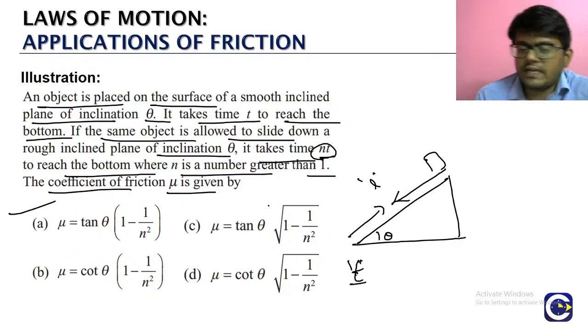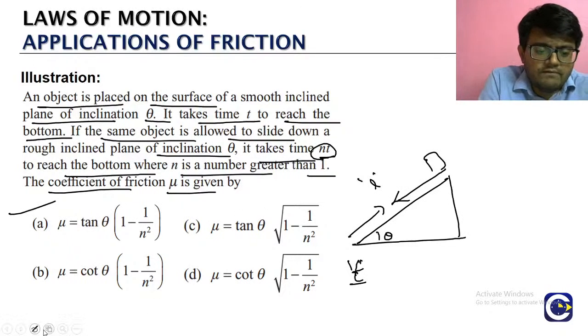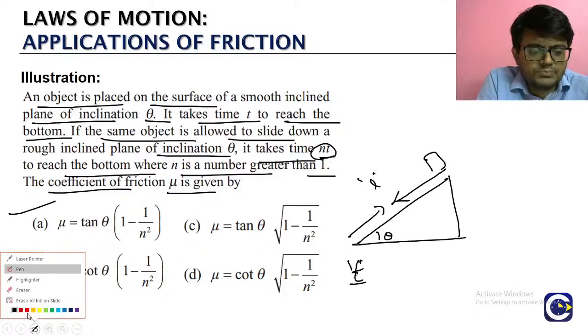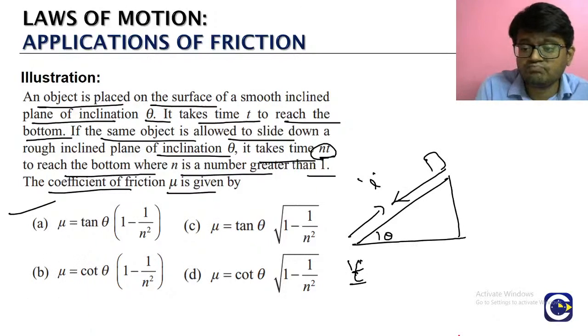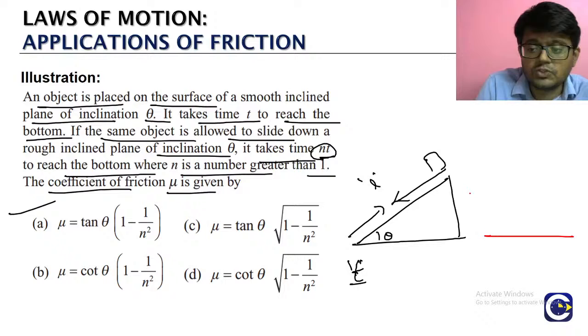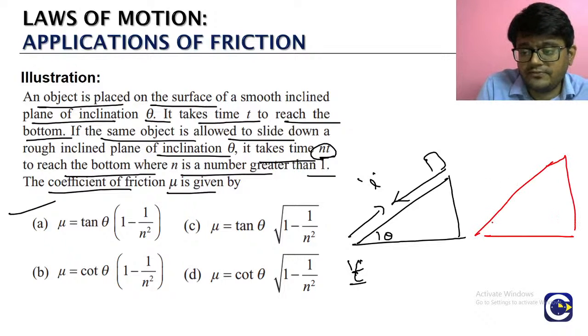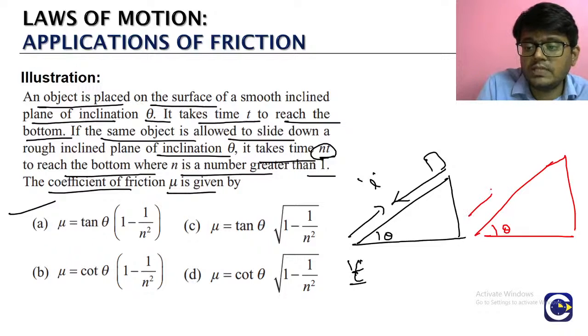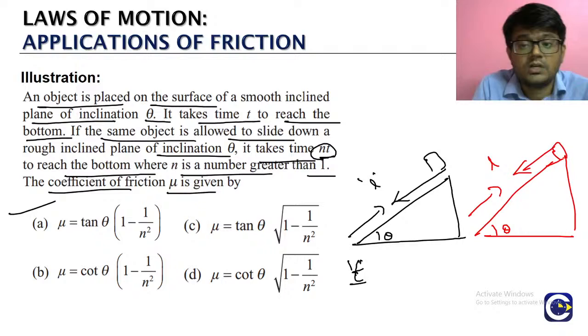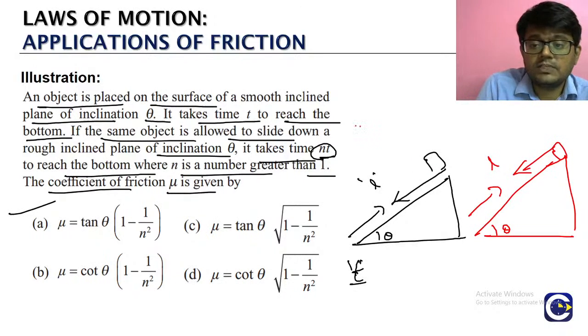Okay. For this, what we will do is we will just take a look at the representation. So one is smooth, the other is rough. Here also the length of the inclined plane is the same, but here we have friction. Now when you look at this, this is the smooth case, this is the rough.